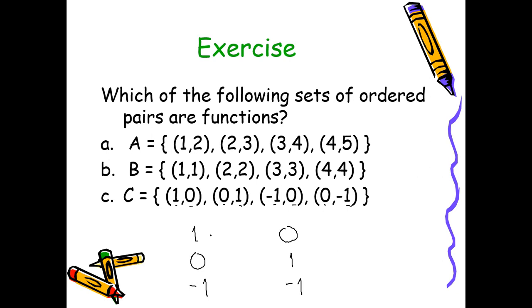Ngayon, pagtapatin natin. Si 1 po is kay 0. Si 0 kay 1. Si negative 1 kay 0. Si 0 kay negative 1. Okay. Kung mapapansin ninyo, meron tayong dalawang domain, which is negative 1 and positive 1, correspond po siya kay 0. Okay? Pero meron din tayong 0 na corresponding po sa dalawang range, which is 1 and then negative 1. So, this is not a function. Pero anong klaseng relation po kaya siya?